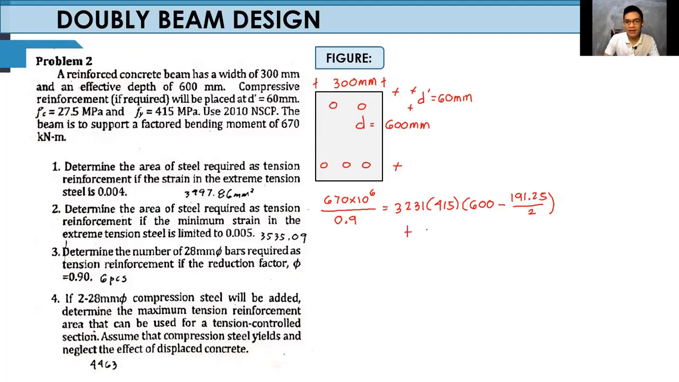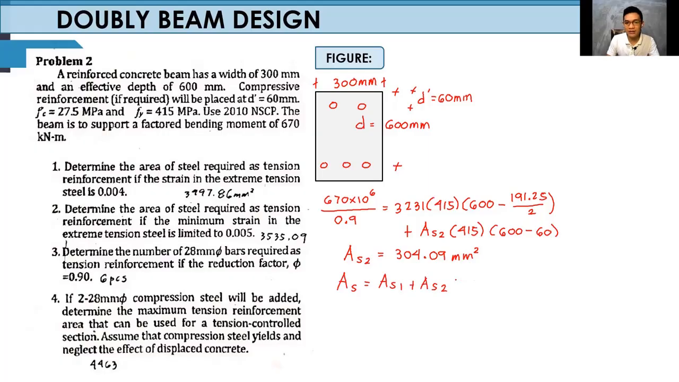Ayan po. Plus area 2 natin is, yan yung hahanapin or hinahanap natin, multiplied by 415, 600 minus 60. So by using our calculator, makukuha po natin si AS2, which is equivalent to 304.09 millimeter squared. So therefore, last step natin is total na tension steel na hinahanap, which is AS1 plus AS2.